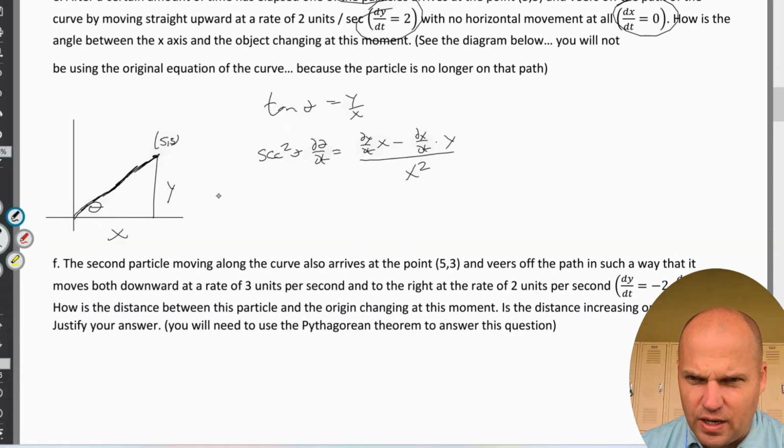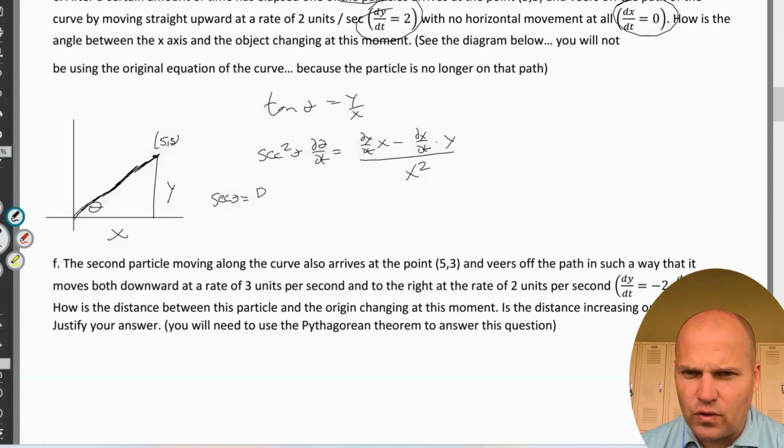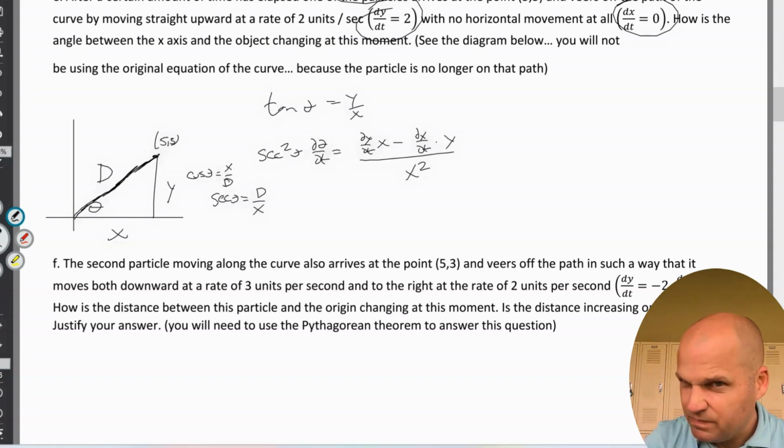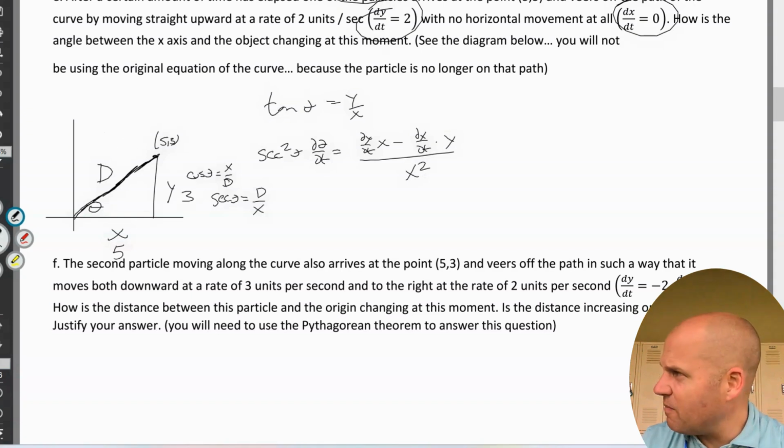What's secant squared theta? Well, secant theta is d over x. Cosine is the reciprocal. Cosine is x over d. Cool. If x is 5 and y is 3, that means 25 minus 9 is 14. D is root 14.